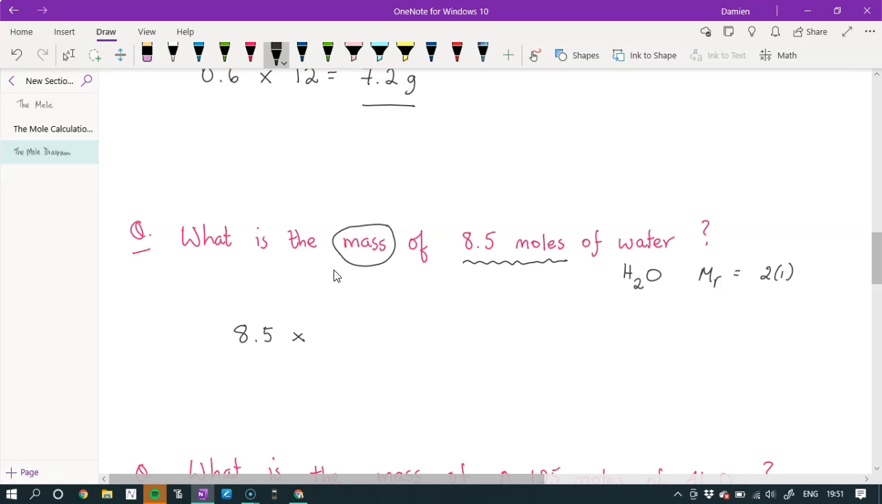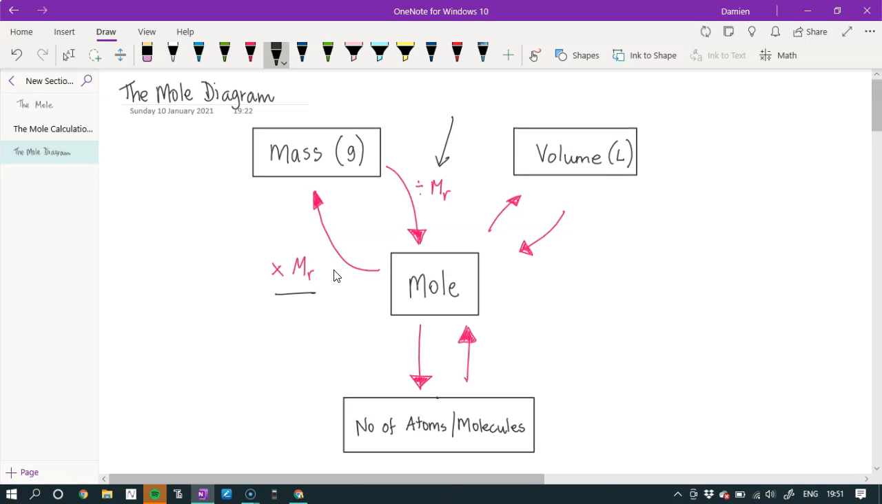So again, we've got 2 times 1 plus 16 for oxygen gives us a total of 18. So we're going to take 8.5 and multiply it by 18. So 8.5 multiplied by 18 gives a total of 153. So again, this is 153 grams, and that's the mass that we're looking for. So again, moles multiplied by mR equals the mass. And again, just in case you can get it, where did I get that from? Moles here multiplied by the molecular mass gives you your mass in grams.